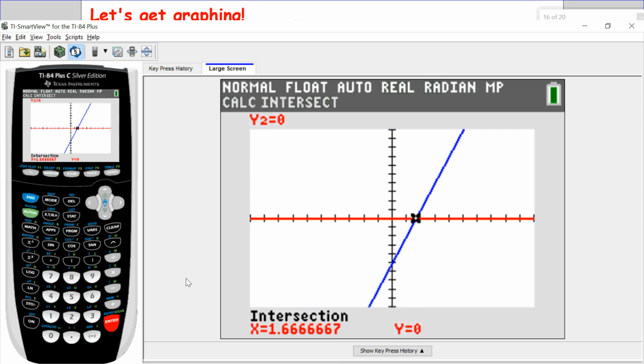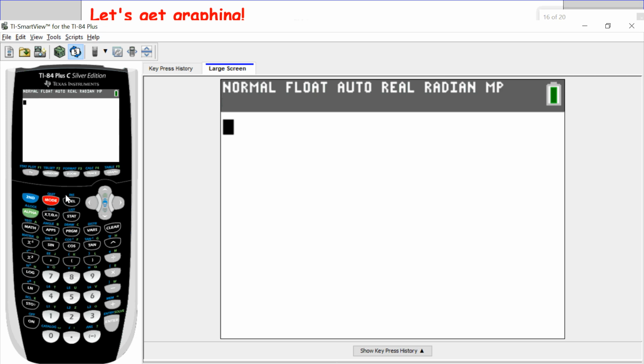Now here's a neat thing that you can do. Since that is a decimal, and you might want it as a fraction, watch what you can do. I'm going to go second mode to quit. That goes out onto your main screen.